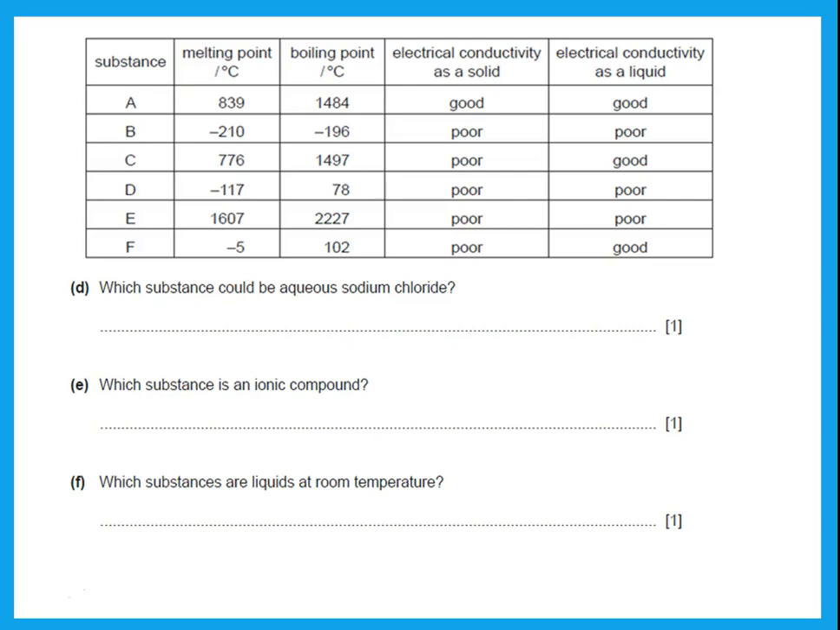And if it is aqueous sodium chloride, that means you're dissolving an ionic compound in it. That would mean that it is a good conductor as a liquid. So obviously, we're talking about F.